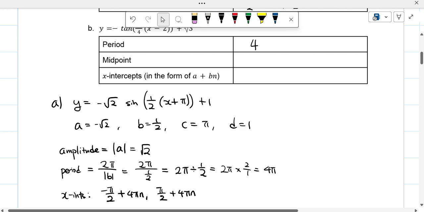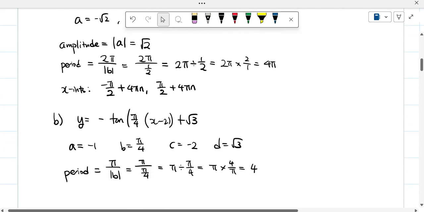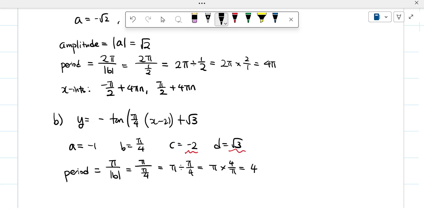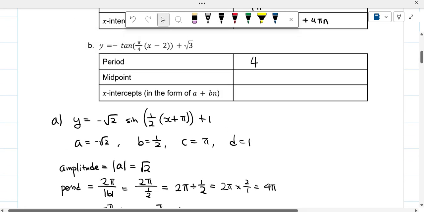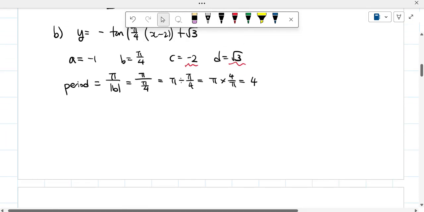And what about my midpoint? Well, I find the midpoint quite easily just by looking at the C value and the D value. C tells me the phase shift, and D tells me the vertical displacement. So if C is -2, my phase shift is +2, and there is a vertical displacement of positive square root 3. So I think the midpoint should be (2, square root 3).